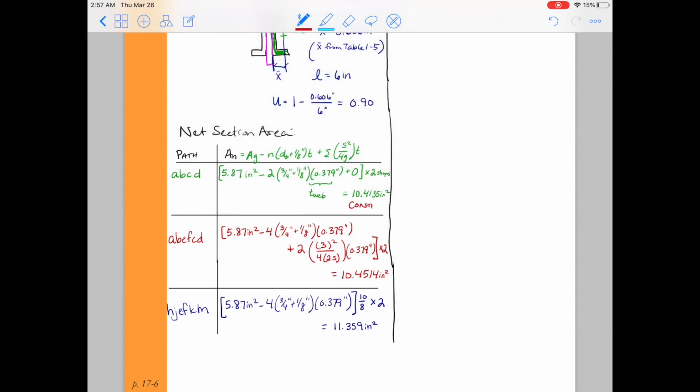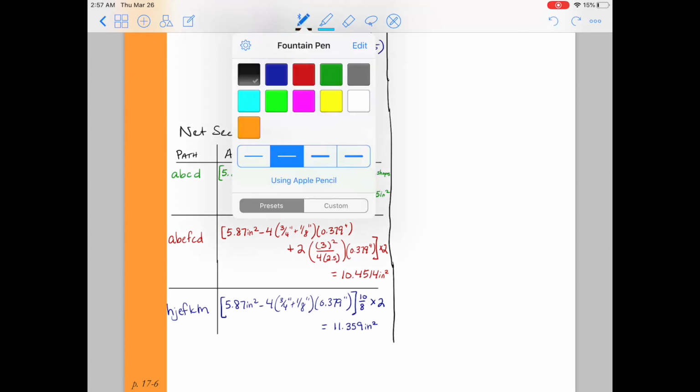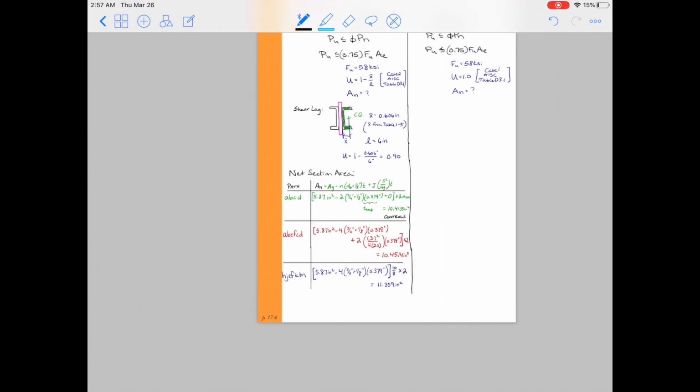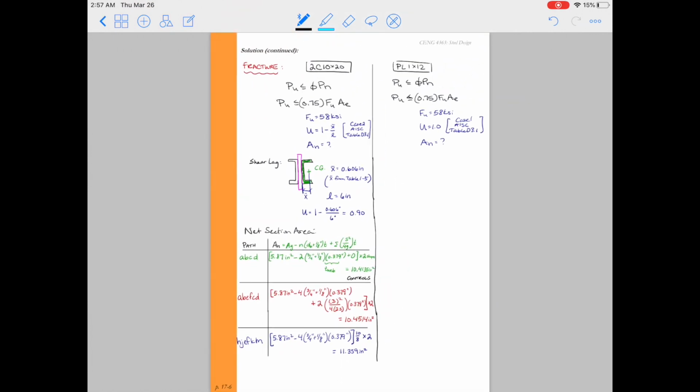We now can conclude that path ABCD will control the design for fracture here. And we can finish our fracture calculations now for the double channel member.